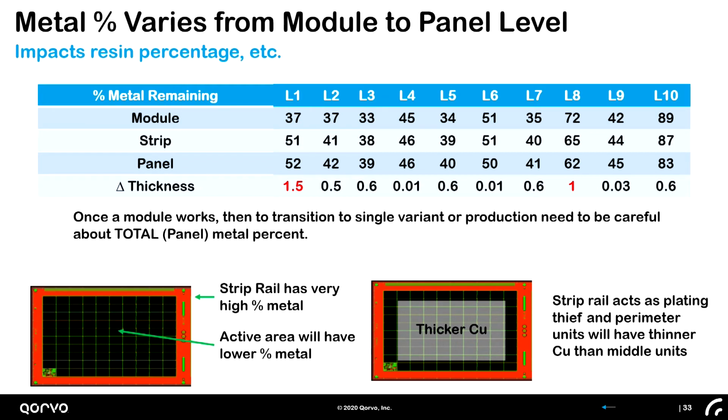So the issue is there, once you've got a module that works, then you want to go to a single variant, right? You have to make sure you didn't jump into a different bucket on that percent metal fill. Otherwise, a lot of things change and you're like, oh, well, it works great on the pizza laminate. Why doesn't it work in the production laminate? It's like, well, because you may have kicked over into the next bin and changed a lot of stuff that you didn't intend on.